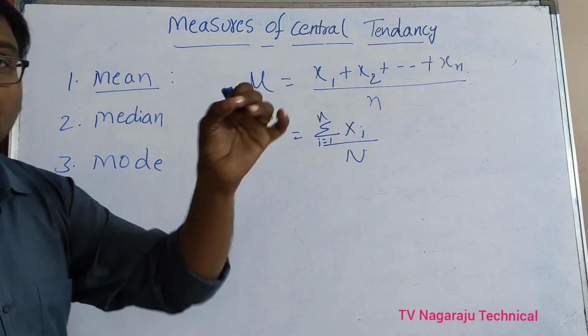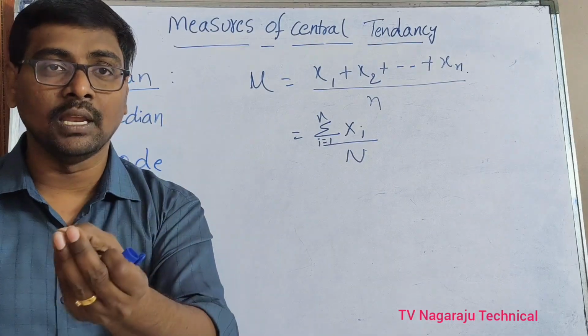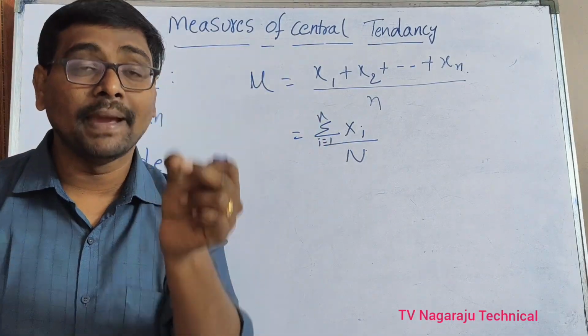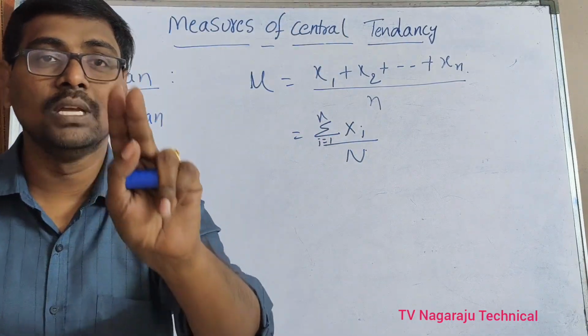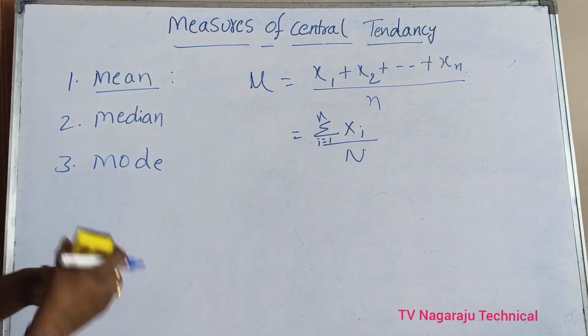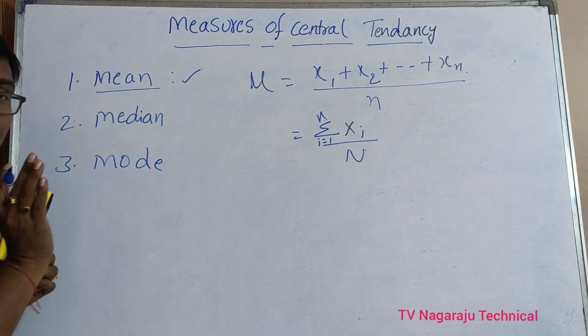This is the mean. For example, we have three numbers 1, 2, 3. So 1 plus 2 plus 3 by 3, 6 by 3, 2. 2 is the mean. This is the way to calculate the mean.